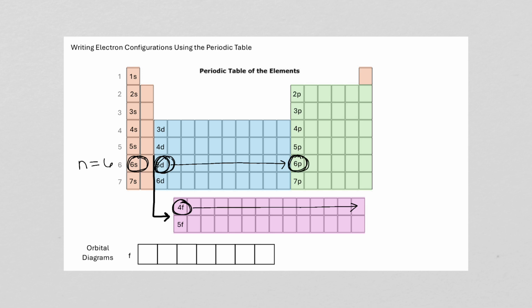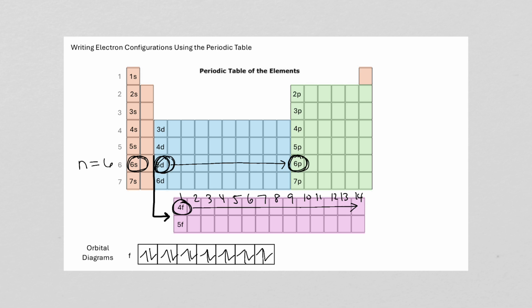And the f block, the f subshell, can hold a total of 14 electrons. 1, 2, 3, 4, 5, 6, 7 orbitals can hold a total of 14 electrons. And you'll notice that there's 1, 2, 3, 4, 5, 6, 7, 8, 9, 10, 11, 12, 13, 14 columns in the f block of the periodic table. So again, those correspond to each of the 14 electrons that go into an f subshell.